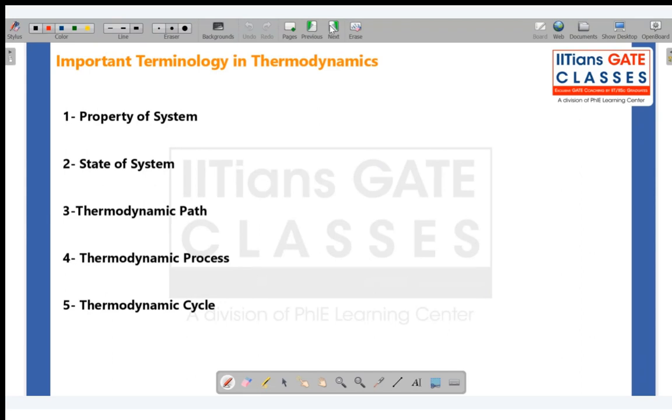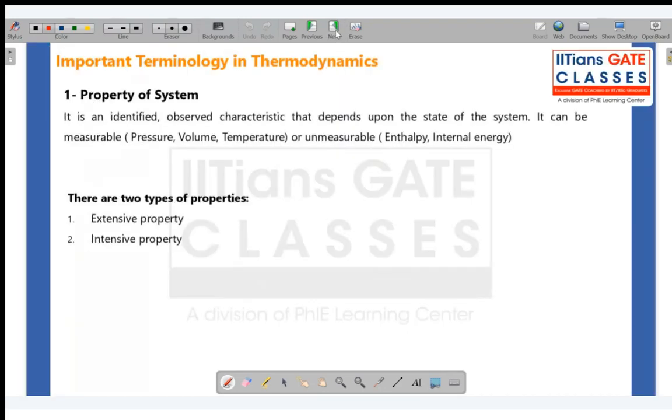Okay, so there are these five things that we are going to discuss. This terminology will come so many times. What is the property? How is the property changing? What is the state of the system? Thermodynamic path, process, and cycle. So what are these? Let us discuss them one by one. First, let us go to property.